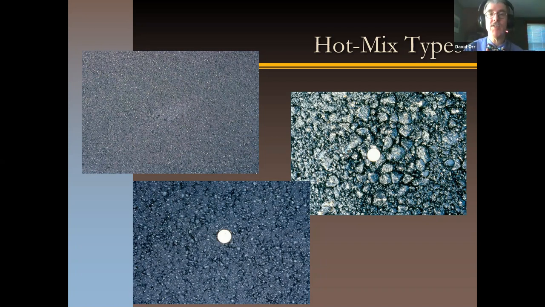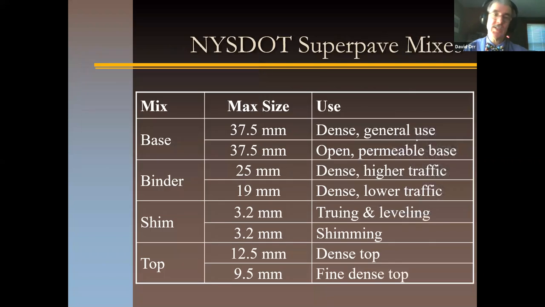But on the other hand, you can't pave the surface of a roadway with a binder layer. That's not going to hold up. It's going to strip. It's going to be very noisy. Those rocks are going to ravel out. You've got to put a surface type material on at the end of the day. And then in terms of the mixes available, New York State has a nice laundry list of Superpave mixes, so you can see the base, the binder, there's a shim layer if you need to fill in those ruts we talked about earlier, or a top. Pick the right mix for the job.